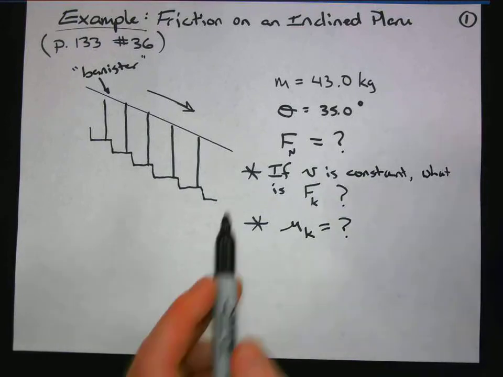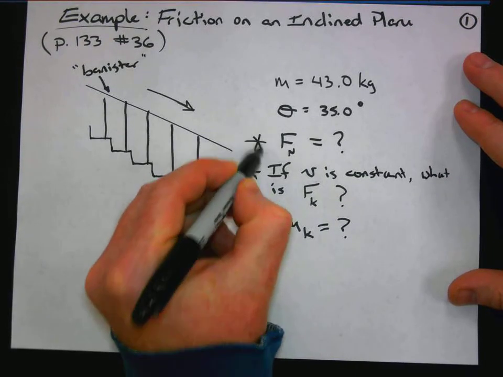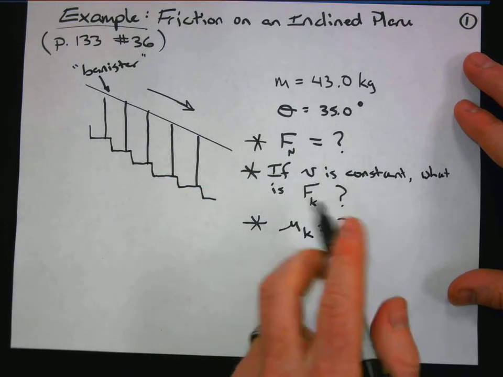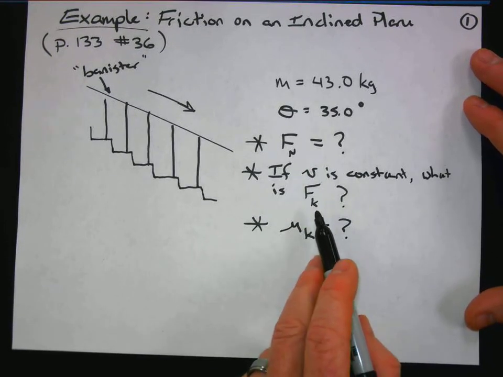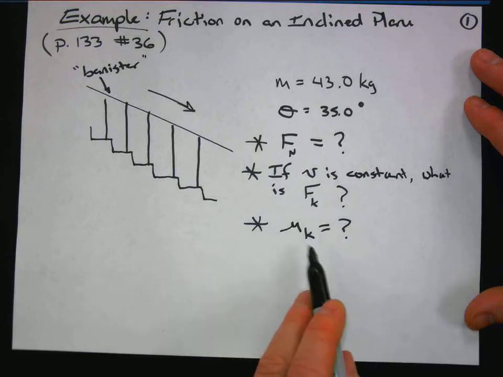So here's the original question, the normal force. Then we want to know, if he slides at a constant velocity, what is the friction force acting on him while he slides? And finally, what is the coefficient of kinetic friction between Fernando and the banister?